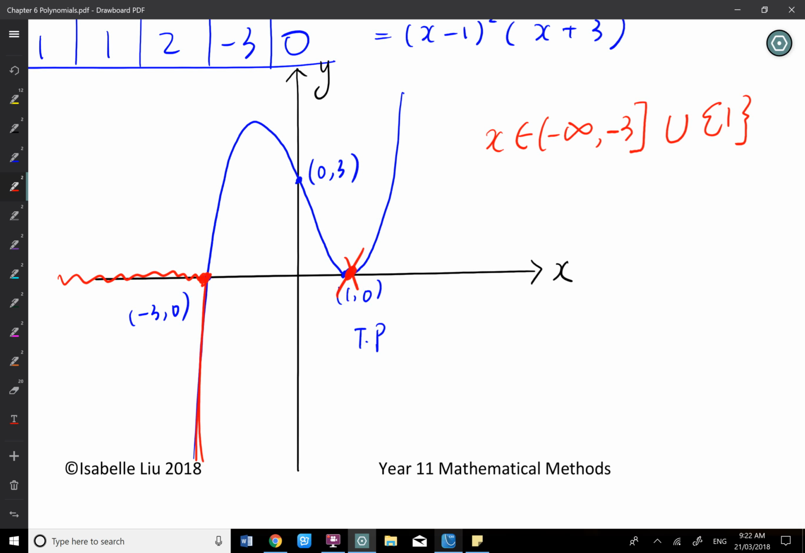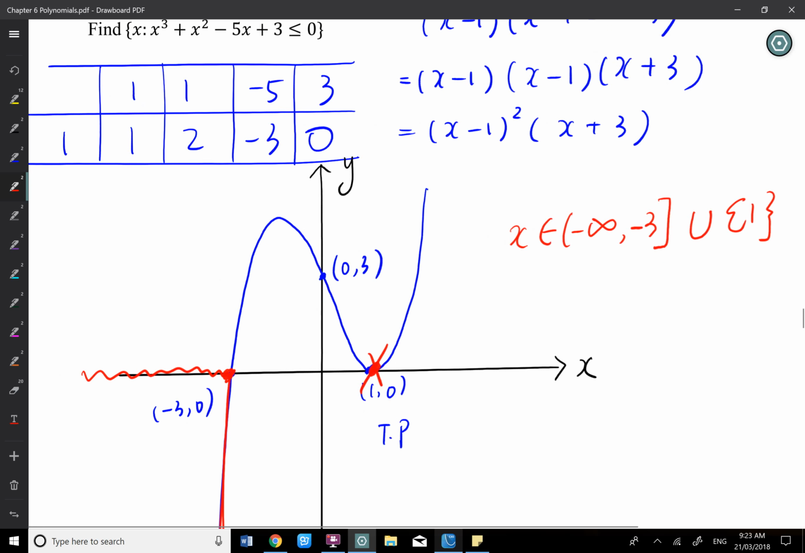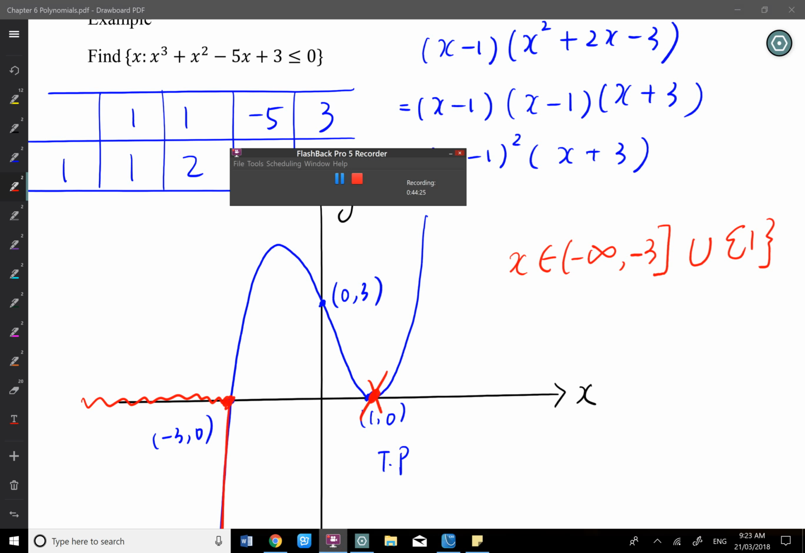That's how you solve inequality. There's no way you can see it from the equation. You must sketch it and then see which part I want, and then what's the corresponding x. This is the only way we solve inequality which is not linear, by sketching it.